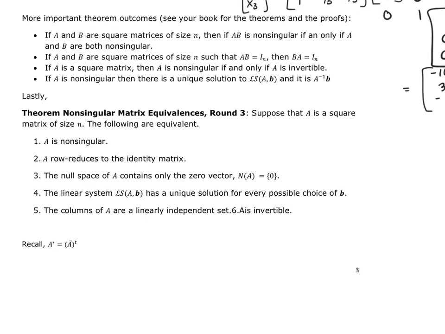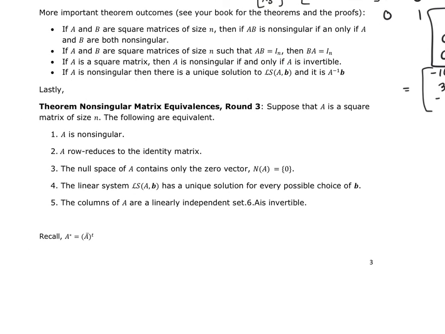Lastly, we end up with an additional round of non-singular matrix equivalences, like I said before. So these all are equivalent. If I say it's non-singular, then it row reduces to the identity matrix. If it's non-singular, then the null space of A contains only the 0 vector. If it is non-singular, then the linear system has a unique solution for every choice of the B vector. The next one is the columns of A are linearly independent. And lastly, A is invertible. I don't know why that's all messed up there, but it should be number 6.